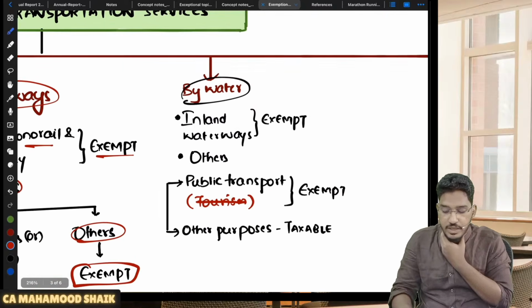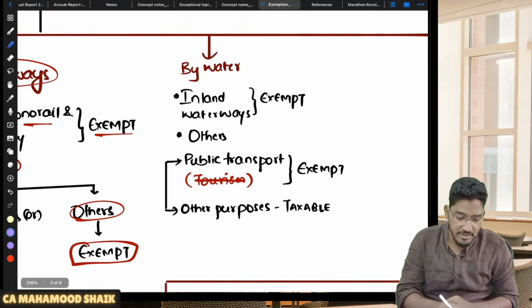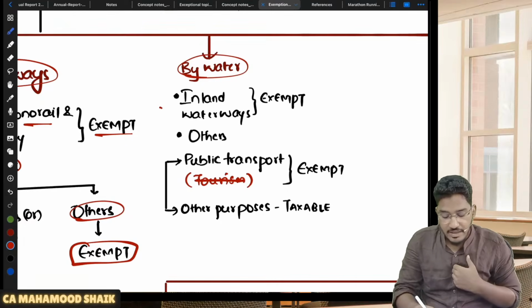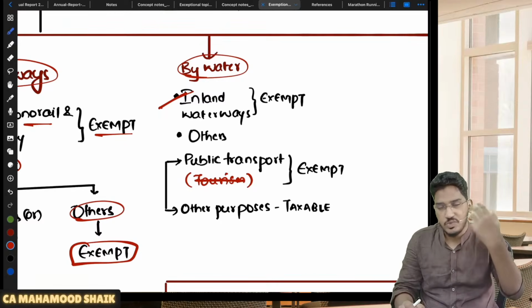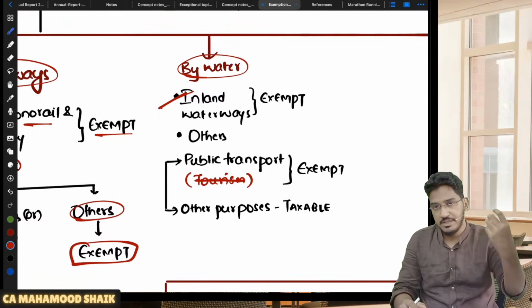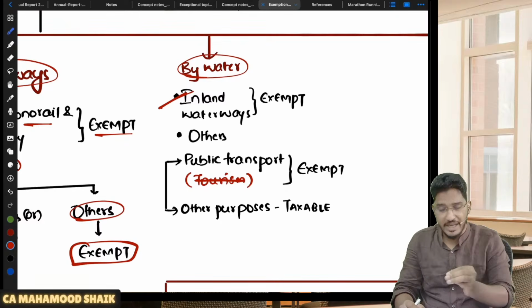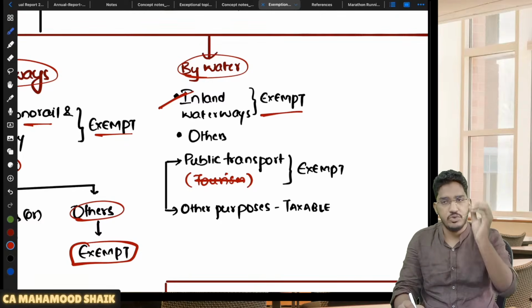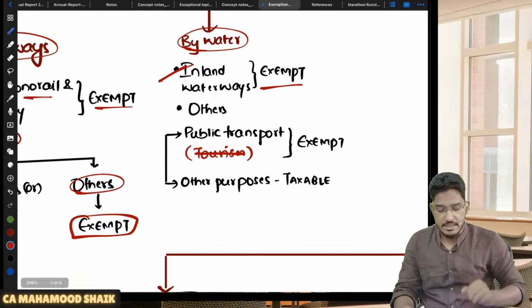In case you are availing passenger transportation services by way of water, if the transportation is happening through inland waterways, whatever may be the purpose, it could be for tourism purposes or other than tourism purposes, doesn't matter. If the passenger transportation service is happening through inland waterways, exempt, no GST. Passenger transportation services through inland waterways are always exempt.